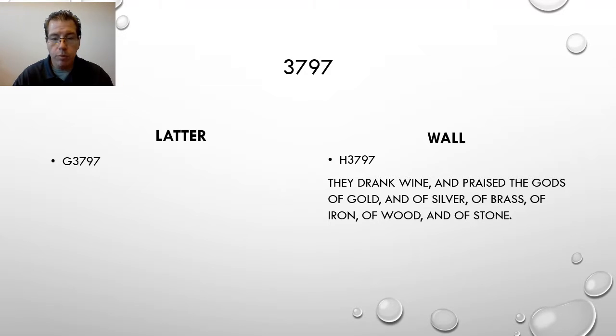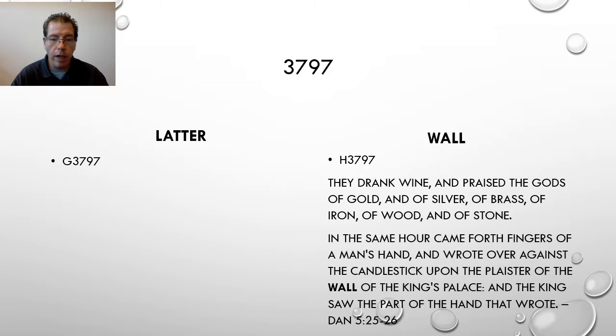They drank wine and praised the gods of gold and of silver, of brass, of iron, of wood, and of stone. In the same hour came forth the fingers of a man's hand, and wrote over against the candlestick upon the plaster of the wall of the king's palace. And the king saw the part of the hand that wrote. This is the wall on which the writing was written. What's going on? The writing is on the wall, and you can see it with your eyes.